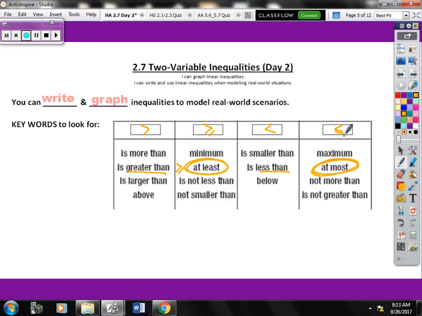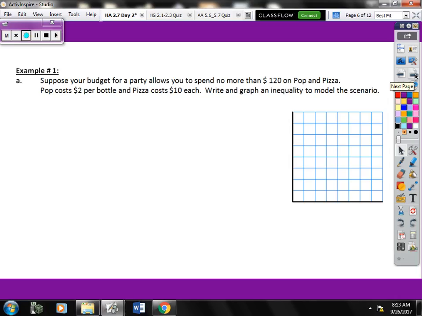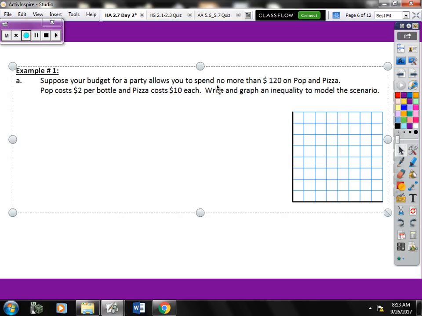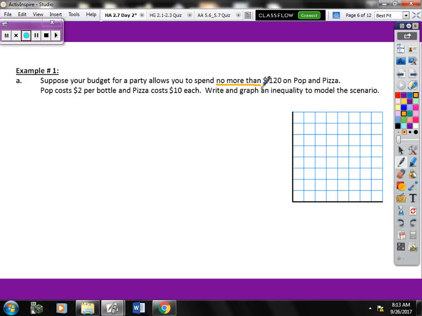So for any of you that struggle with the word problems, you might want to study this chart a little bit just to help you with those keywords. So the first one says, suppose that your budget for a party allows you to spend no more than $120 on pop and pizza.